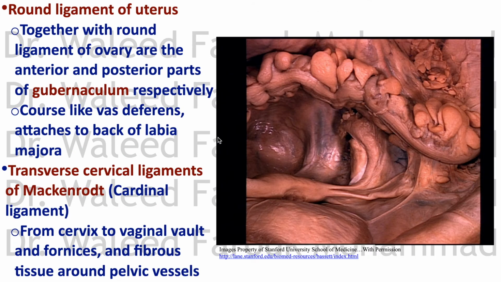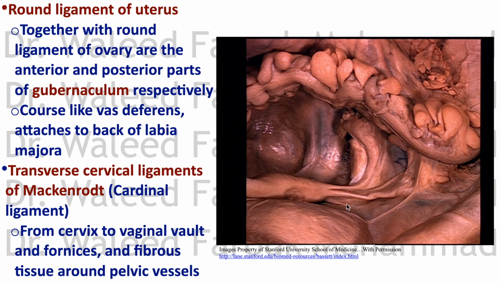Also, we have the round ligament of the uterus, and we've talked about this before. It's the remnant of the gubernaculum together with the round ligament of the ovary. This is the round ligament of the uterus. See, it enters the inguinal canal through the deep ring, courses like the spermatic cord, like the vas deferens, and ends by attaching itself to the back of the labia majora.